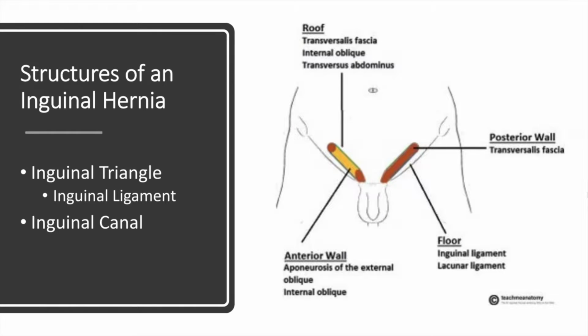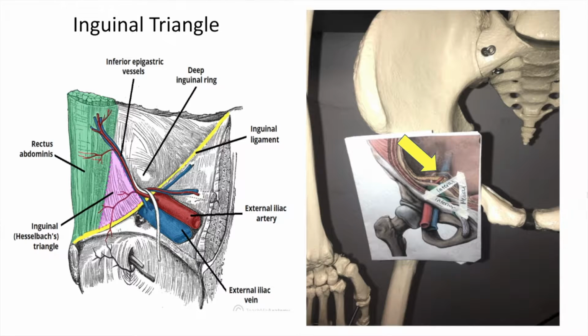So we will now talk about the structures that are a part of an inguinal hernia. The main parts are the inguinal triangle, the inguinal ligament, and the inguinal canal. So these are two pictures of the inguinal triangle. The triangle is located within the inferior medial aspect of the abdominal wall. It has the following boundaries.